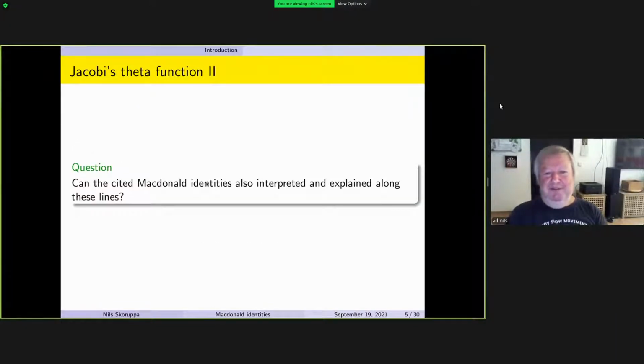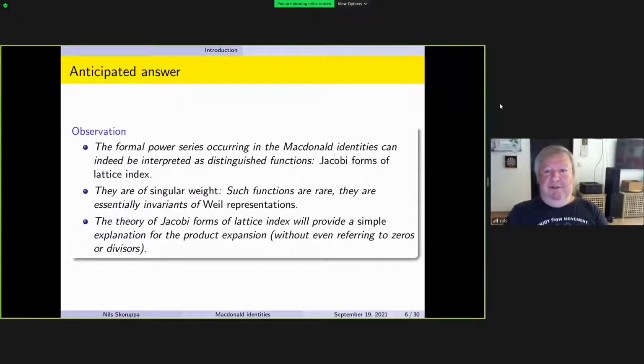Okay, so that is the leading or guiding question in this talk: whether we can give a proof for these Macdonald identities along these lines, function theory, Jacobi form theory. We'll see, and it works. So the observations are, as I indicated already, that first of all, the formal power series that you see in the Macdonald identity, you have a formal power series on one side, and then you have this product expansion on the other side.